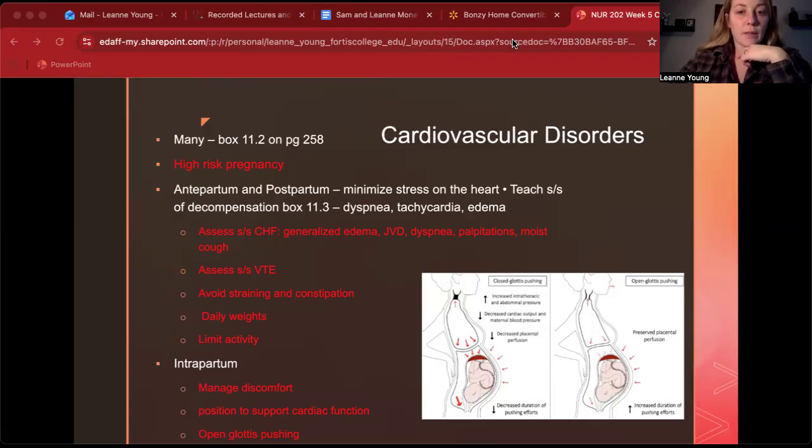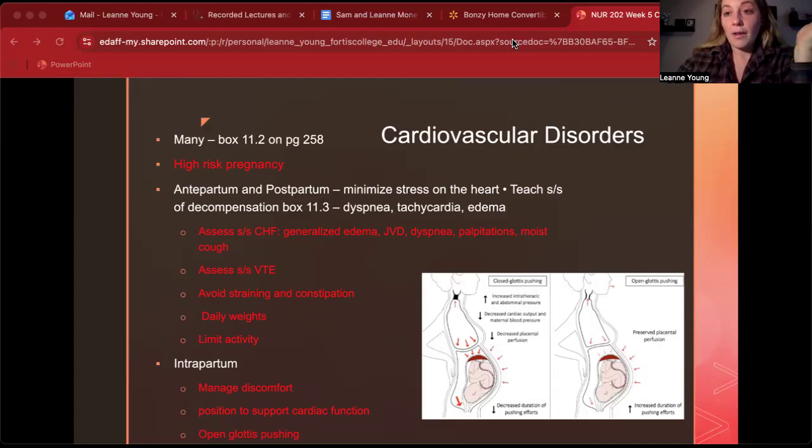You're going to assess for signs and symptoms of cardiac heart failure, like chronic heart failure, like generalized edema, jugular venous distension, dyspnea, palpitations, and a moist cough. We're going to assess them for signs of a VTE and then encourage them to avoid straining and constipation. So these patients who have a cardiovascular disorder or who have a pre-existing cardiovascular condition are going to be on regimented stool softeners because we do not want them to vagal. We don't want them to vagal down. So we're going to tell them to avoid straining and constipation.